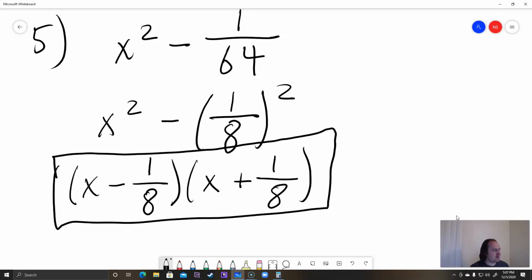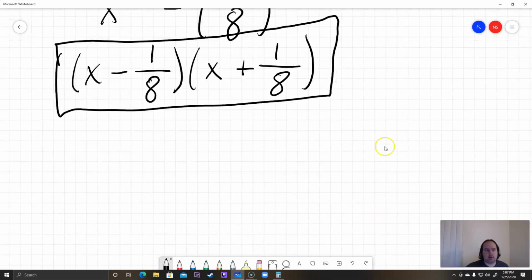Okay, so now you should be good for that one on your homework. All right, so we're going to see a couple more examples of the difference of squares.